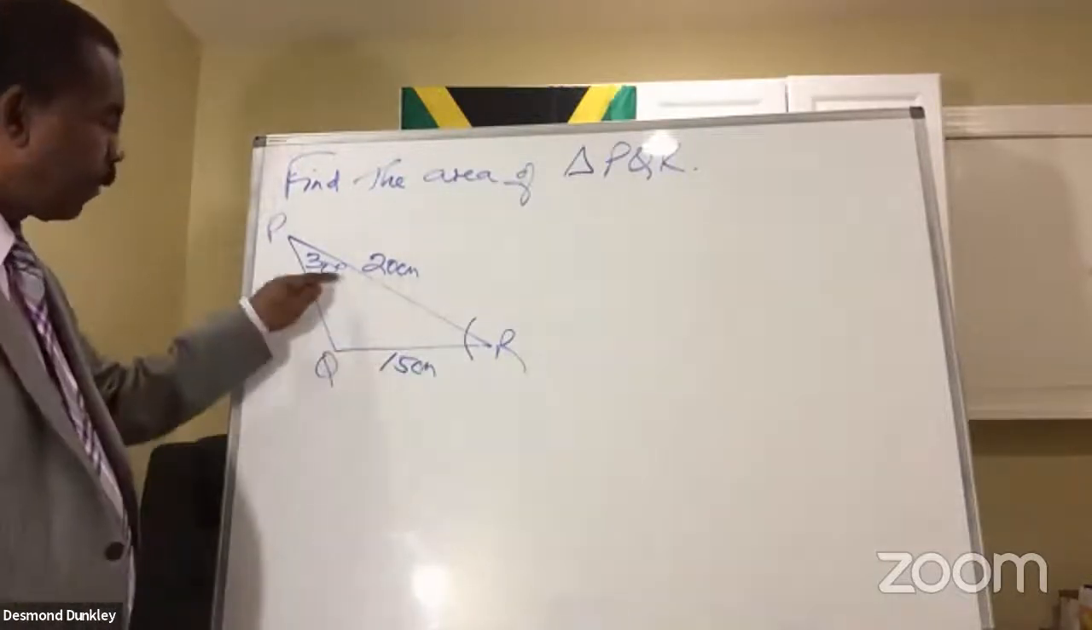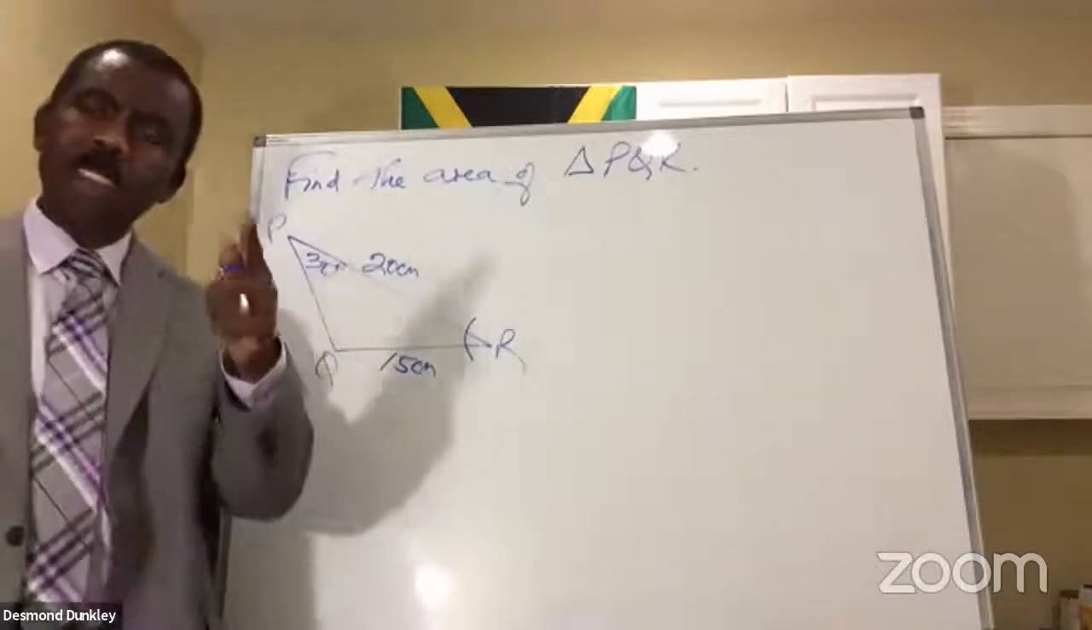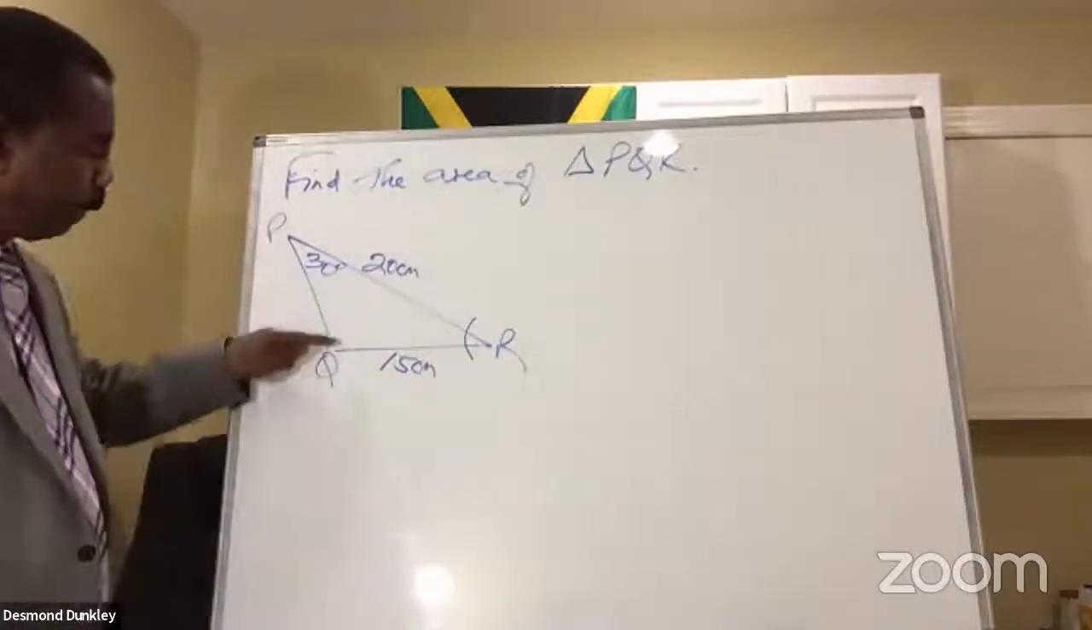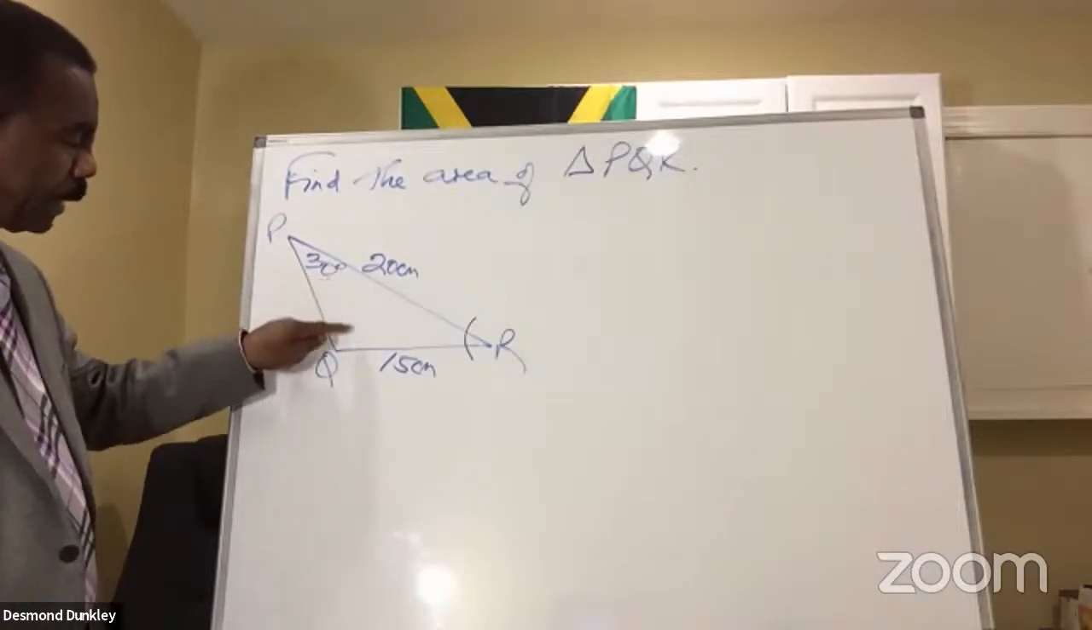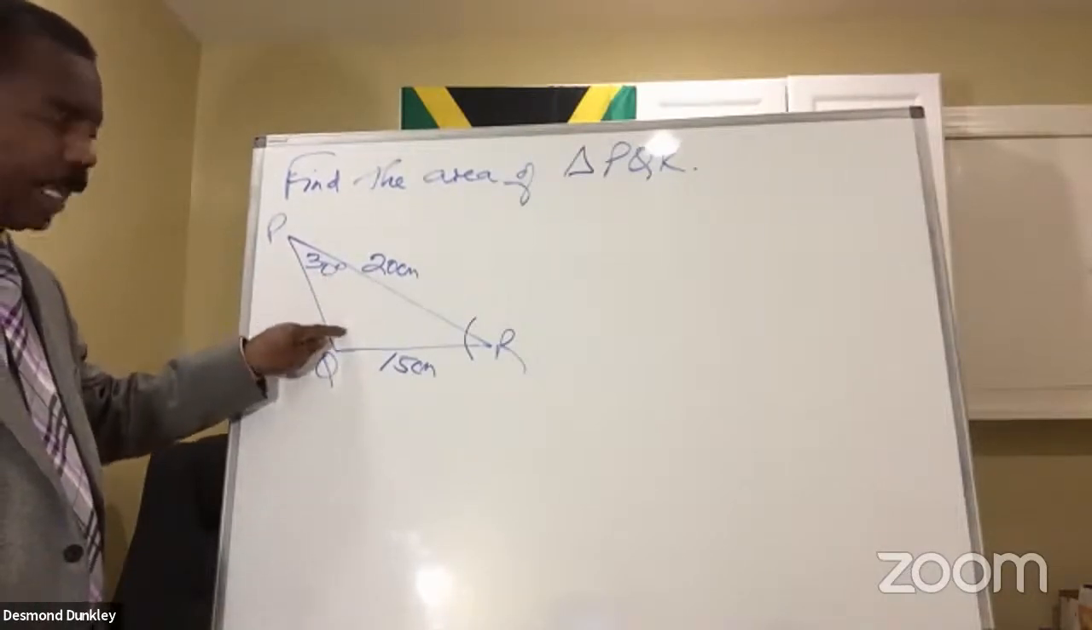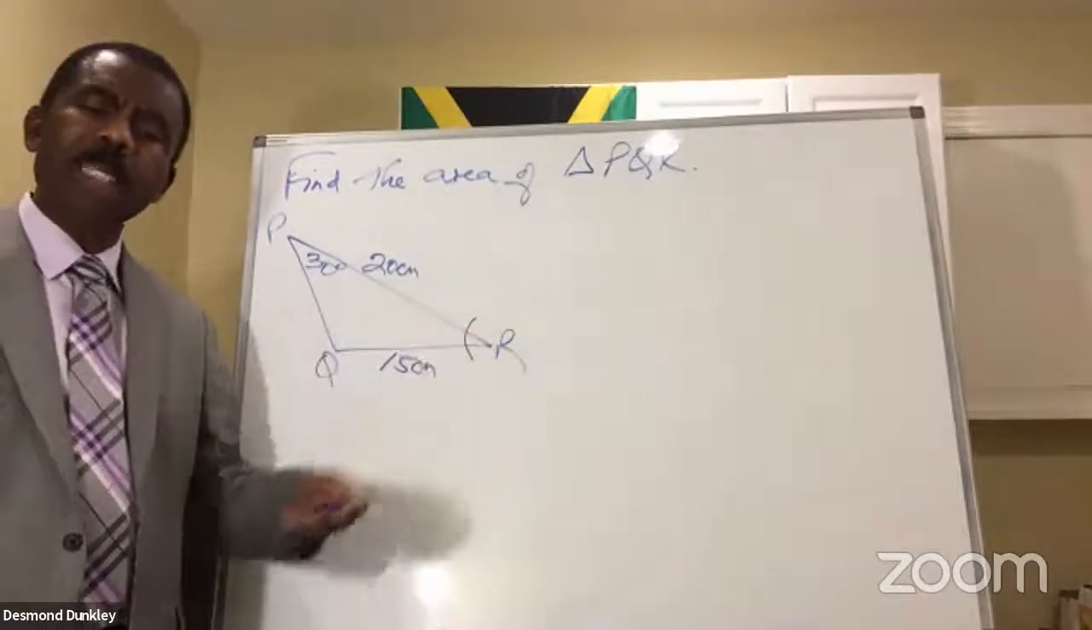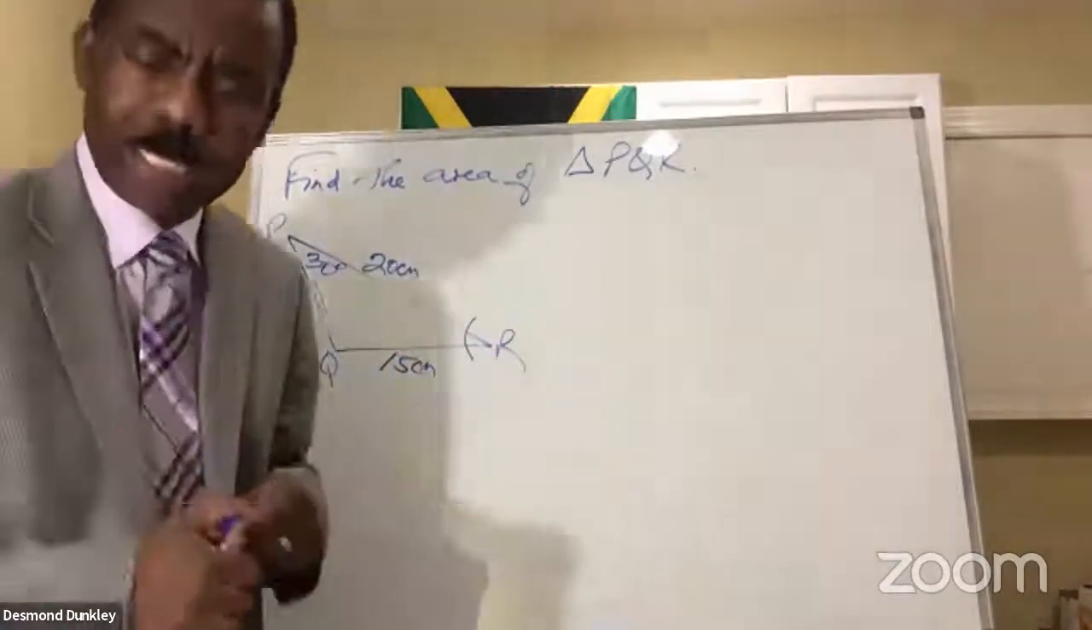However, we know that the three angles give us 180 degrees. So maybe if we can find this angle, and we already have this one, then these two will help us to get R. Yes, that's the way to go. So let's go to work.